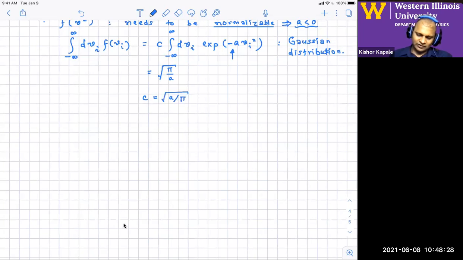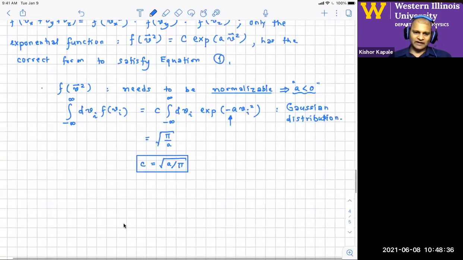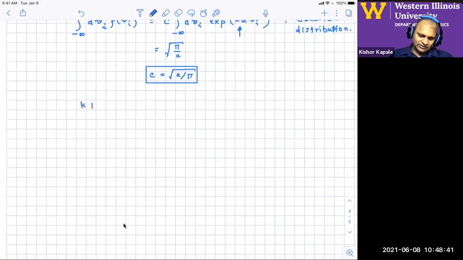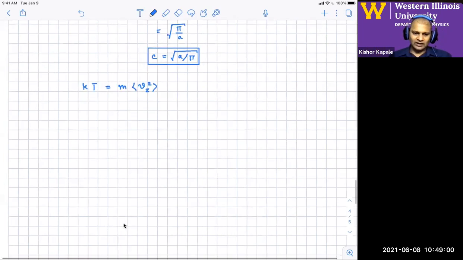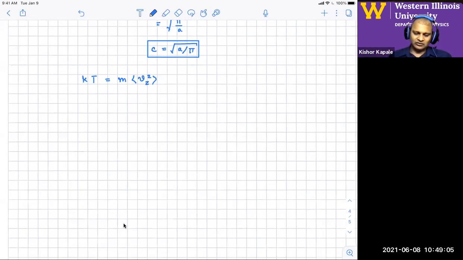And so c will have to be square root of a over pi. Okay, so that is determined. We have determined that a needs to be negative, and we have determined the value of c. And then we know from the kinetic energy expression that it is going to be equal to 3/2 kT, the average kinetic energy. If you do just one particular component, m vz squared, that's going to be equal to kT, right? Because it's not the whole kinetic energy, half m vz squared. We are removing the factor of 2, and so you get kT equal to m vz squared.